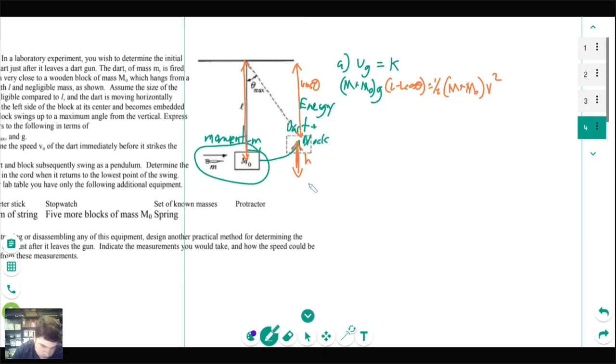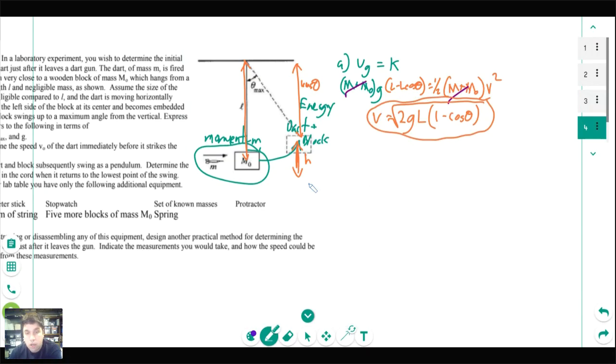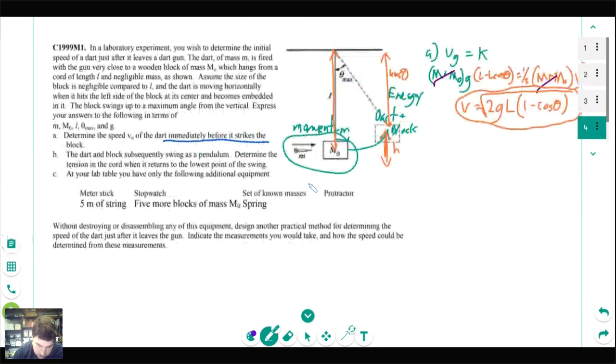All right, well, looks like some good news. Those masses are the same. They can disappear, which is good. That's really good, actually. So our velocity is going to be, let's see, 2, because I'll multiply by the 1/2, g L (1 minus cos theta), all square rooted. And there's our velocity after the collision. Now, that's good. We're only half done now. We need to find the velocity of the dart before the collision. Immediately before it strikes is what we're looking for here. So right before it strikes the block.